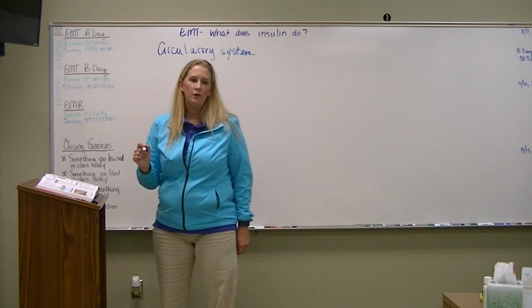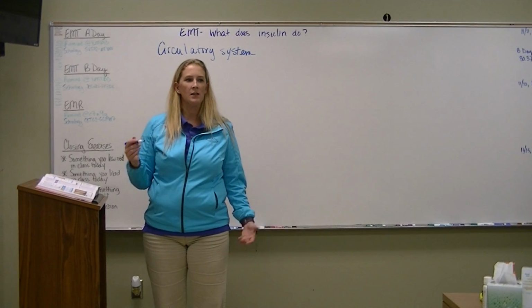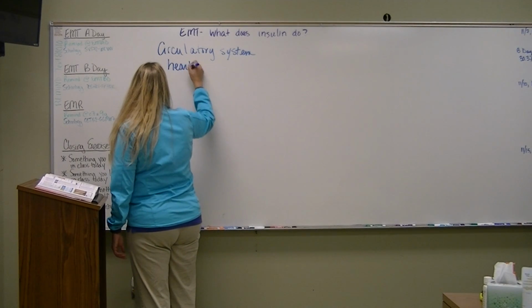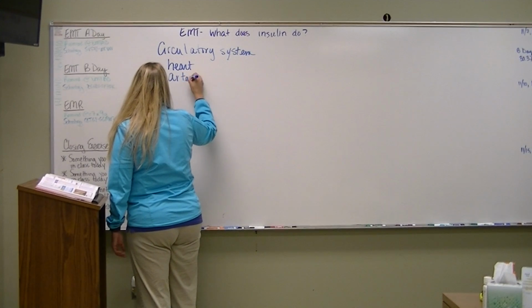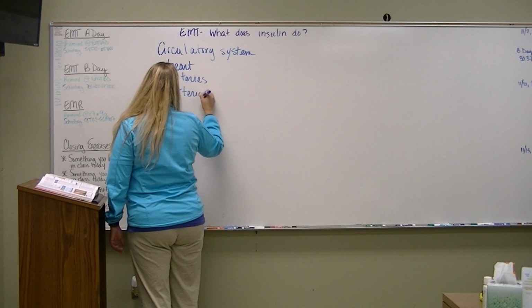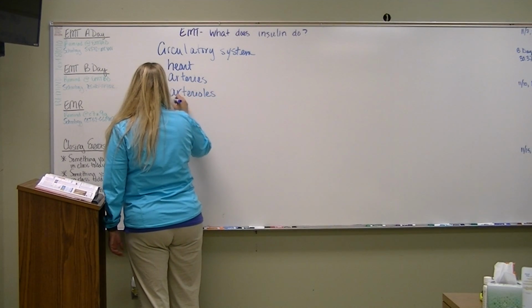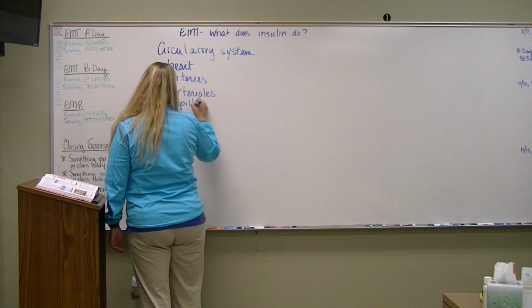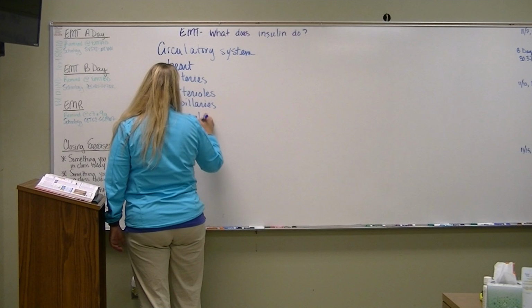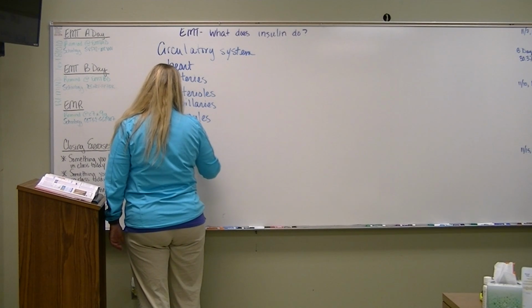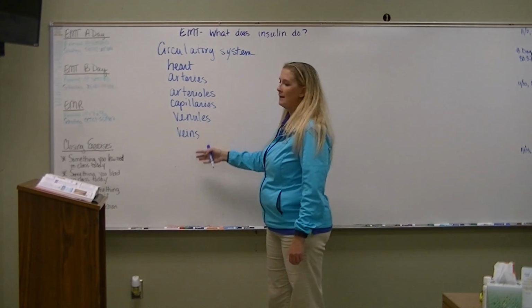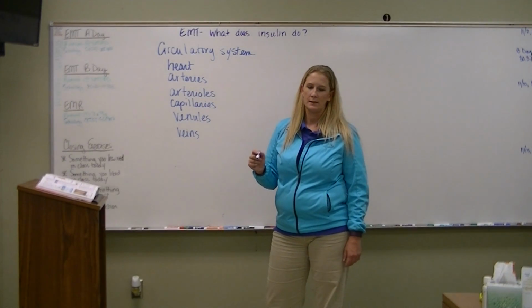The anatomy of the circulatory system is actually pretty easy because there's just a couple of things to it, all right? You have a heart, you have arteries, you have arterioles, you have capillaries, you have venules, and you have veins. Obviously, this is a super simplified version of the anatomy of the circulatory system.